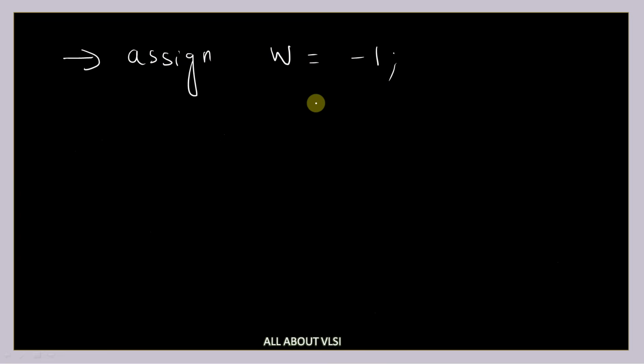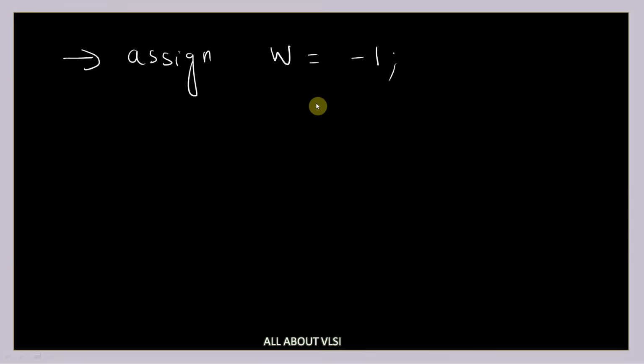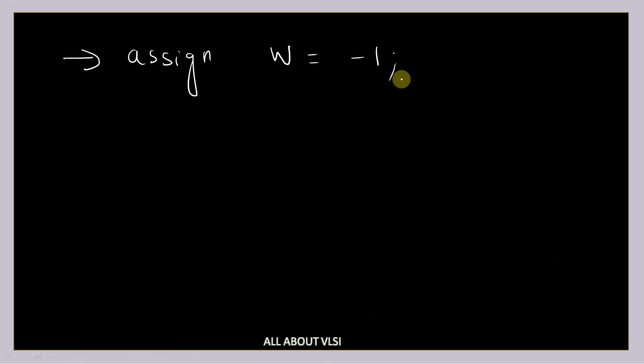These are the type of questions which we can get in interviews also, so it will be very helpful if we try to understand it conceptually. If I write assign W is equal to -1, I have already given the answer that 2's complement will be performed on 1, and the resultant will be driven on the wire. Now what will be the numerical value? Can anyone tell me what is the size on the right hand side?